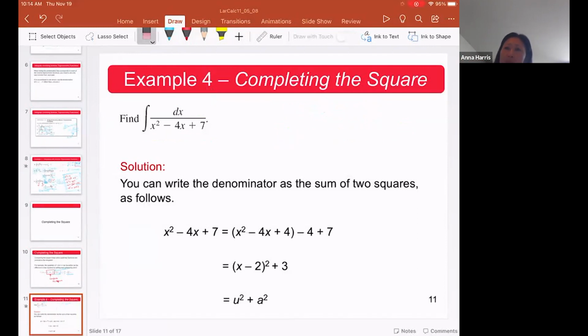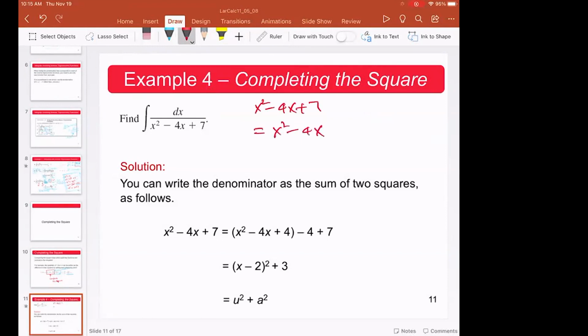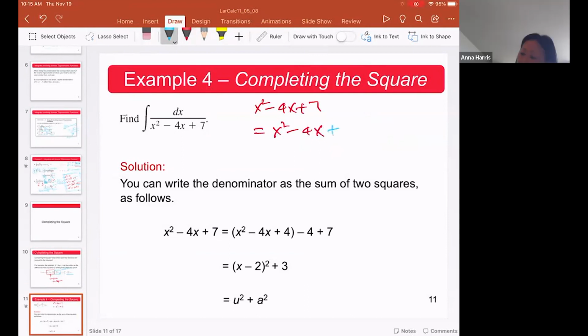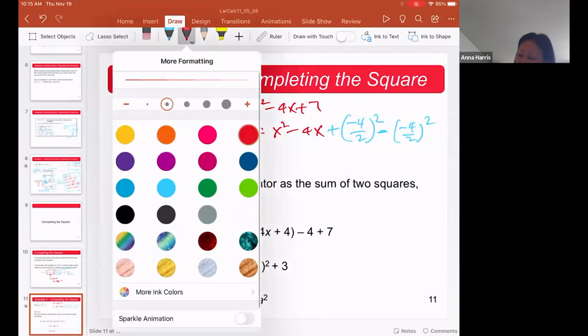So whenever you have three terms, think about completing the square. So you can use arctangent. So let's complete the square. We're gonna write down x squared minus 4x plus 7. We're gonna rewrite this problem as x squared minus 4x, and then we're gonna add negative 4 divided by 2 squared, minus exactly the same thing, and then plus 7.